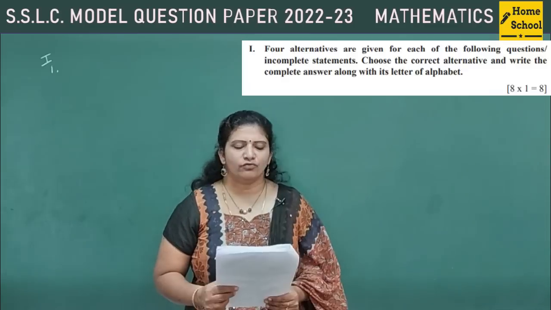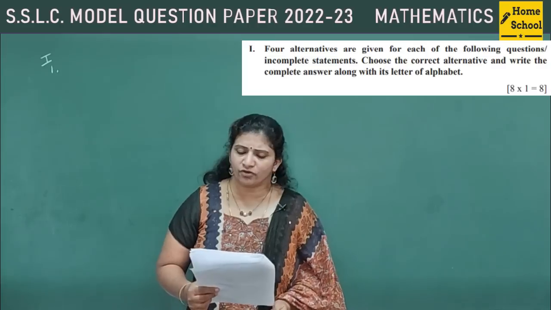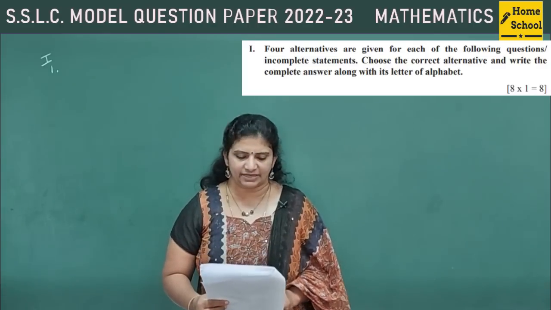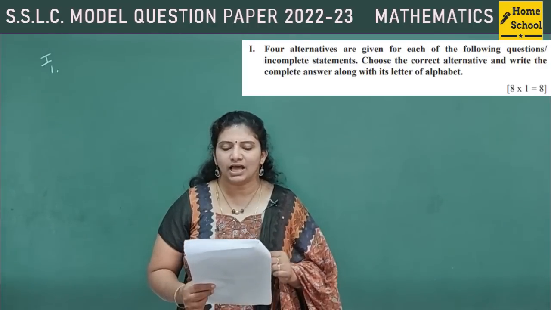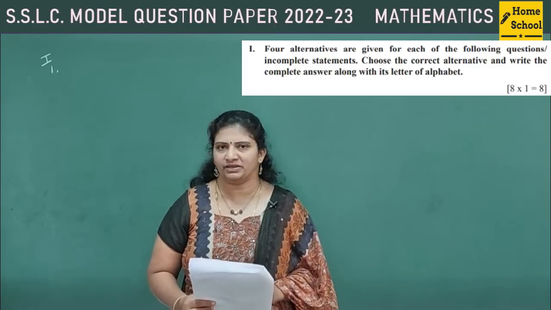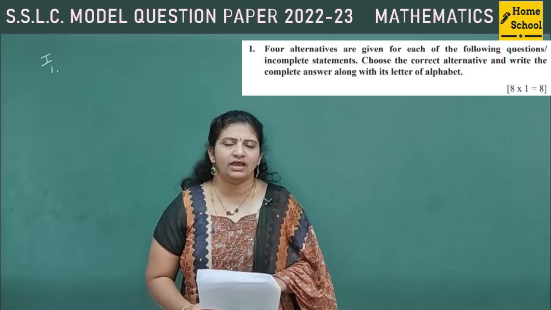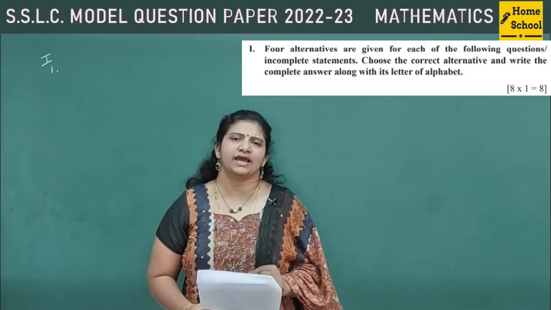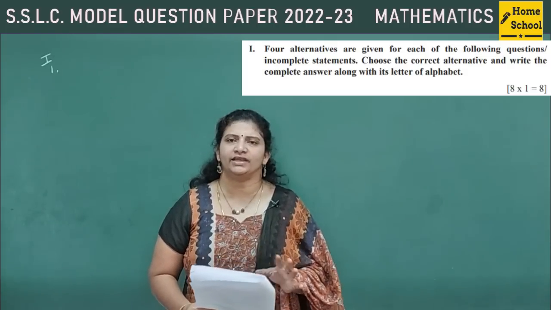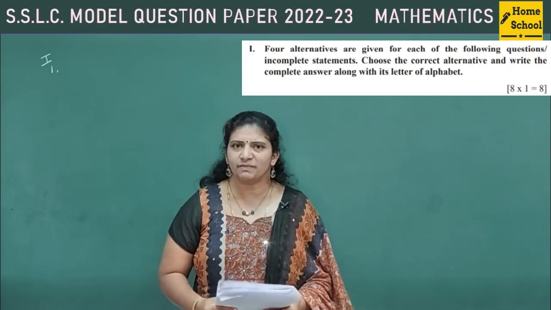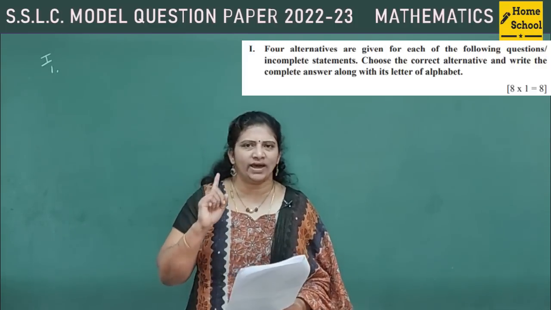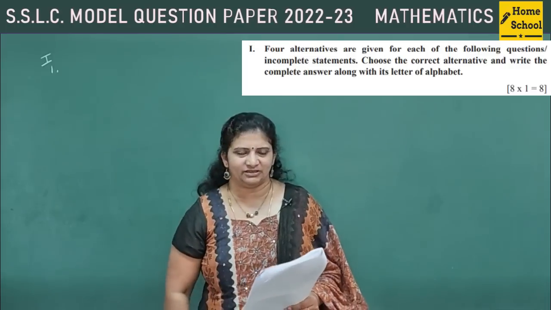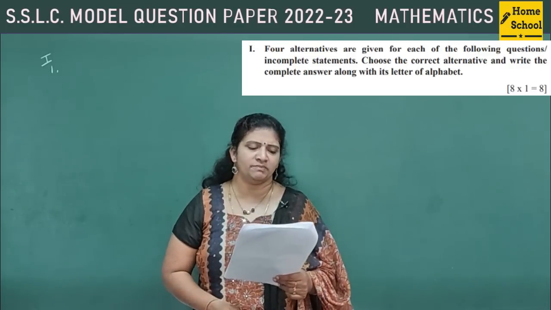First main, 4 alternatives are given for each of the following questions or incomplete statements. Choose the correct alternative and write the complete answer along with its letter of alphabet. In this main, you will be having 8 questions. Each carries 1 mark. Total 8 into 1, 8 marks. This main contains multiple choice questions. We need to select only one answer along with the option. Let's begin with the first problem.